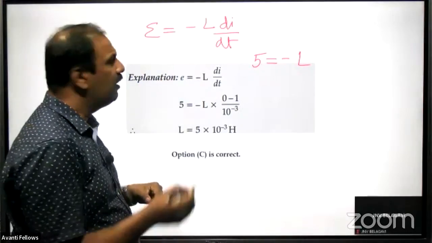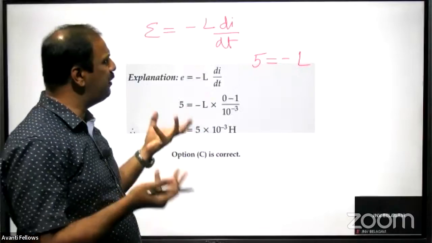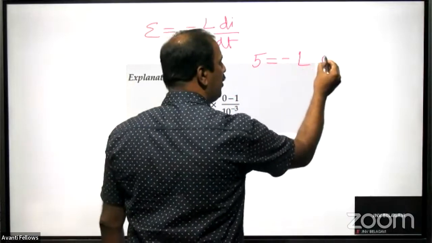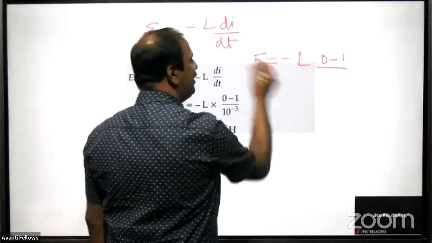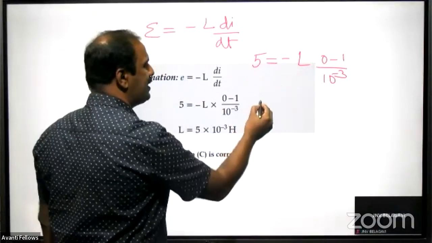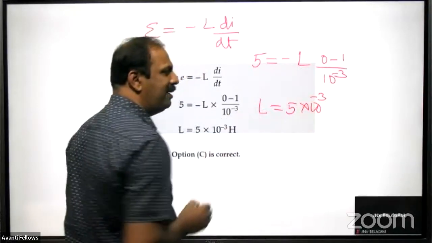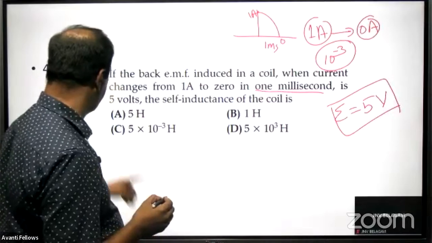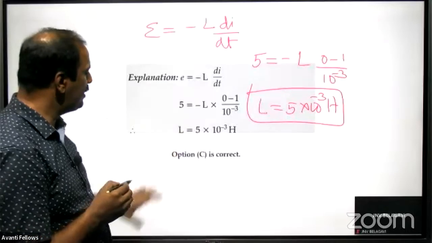First think about di. Don't think that always for di by dt you have to take the derivative. It is the same as delta I by delta t also. So our final value is 0, and the initial value was 1 ampere, divided by dt, that is 10 to the power minus 3. So what is L here? L is equal to 5 into 10 to the power minus 3, and L is inductance. The unit will be H. So we have this as option C. In the previous question, you can see option C is 5 into 10 to the power minus 3 Henry. So that is the answer for that one.